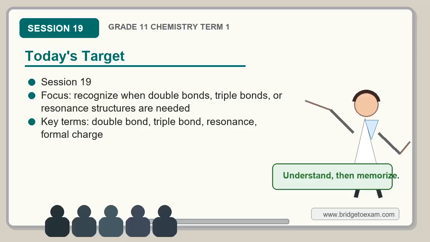Welcome, class. Today our session title is Week 5, Session 19, Multiple Bonds, Resonance, and Formal Charge Intro. We will move slowly and make the chemistry understandable. Your goal is to recognize when double bonds, triple bonds, or resonance structures are needed. Listen for these key terms: double bond, triple bond, resonance, formal charge.